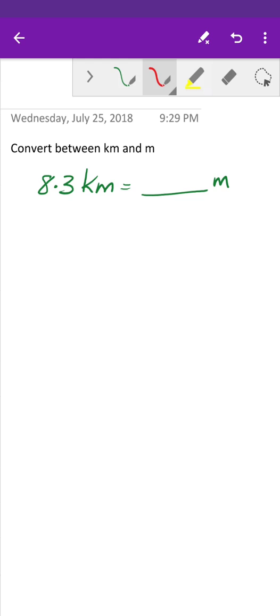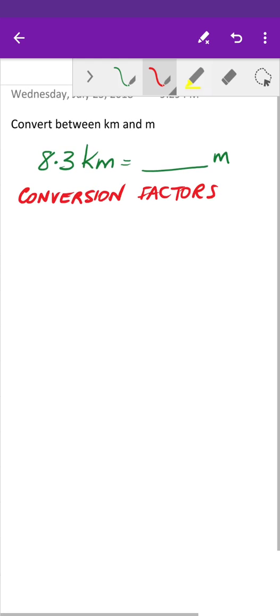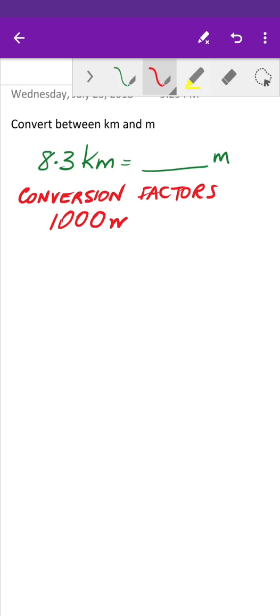What is the conversion factor for kilometres and metres? It's pretty important to first of all know how many metres there are in 1 kilometre. So the conversion factor is that 1,000 metres equals 1 kilometre. Kilo represents 1,000, so that is the conversion factor that we're using.